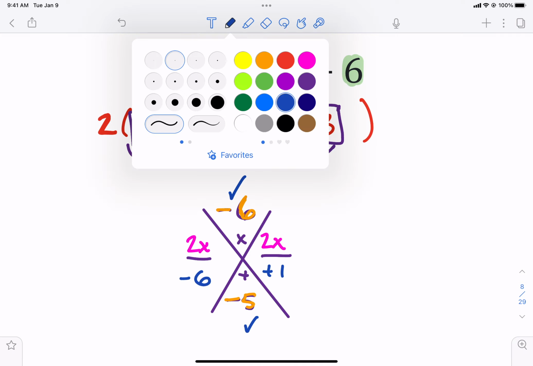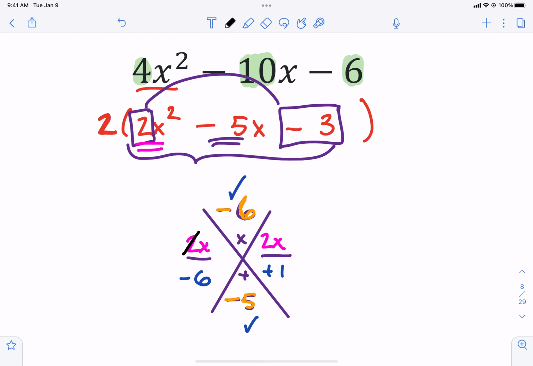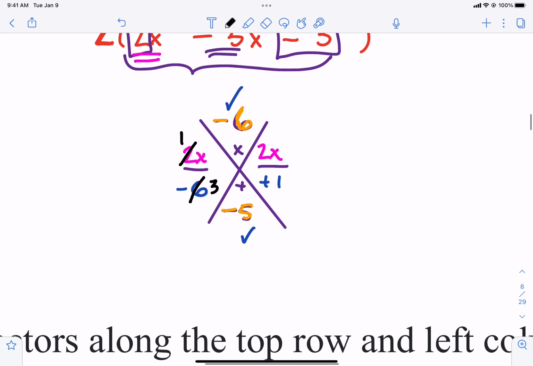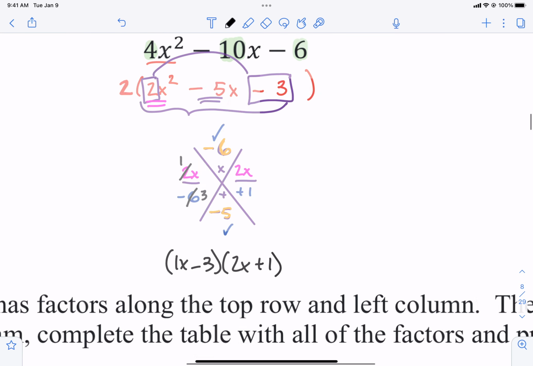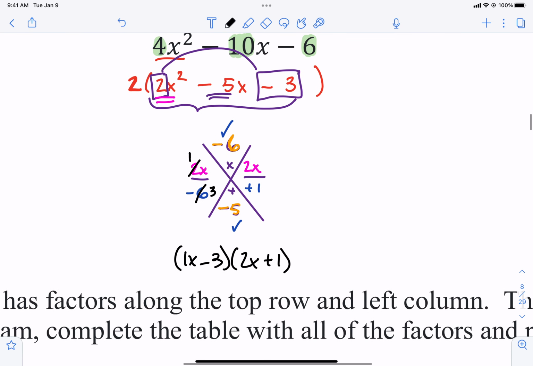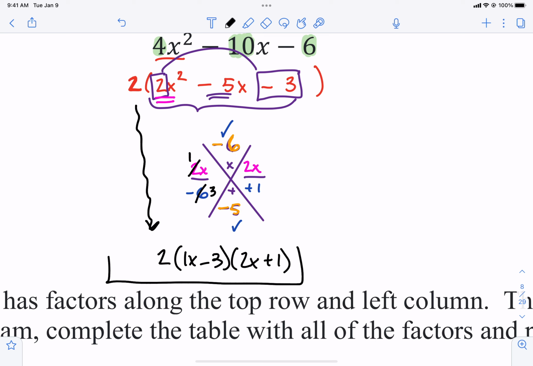So before I go any further, we need that last step of reducing our fractions. So this would become a 1 and a 3. So I know my factors here would be 1x minus 3 and 2x plus 1. And then the very last step to this is, see that little 2 right here? We're going to drop that down in front just like that.